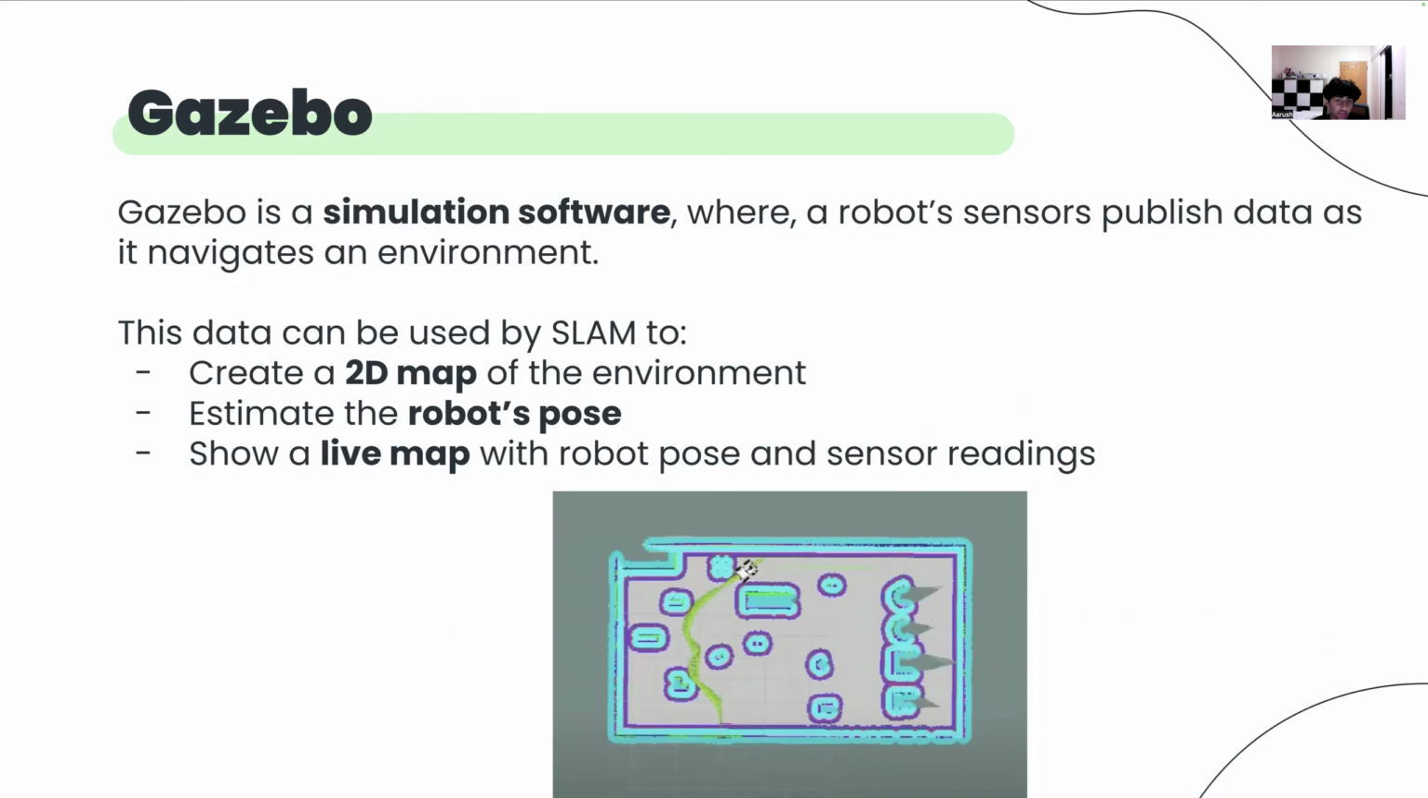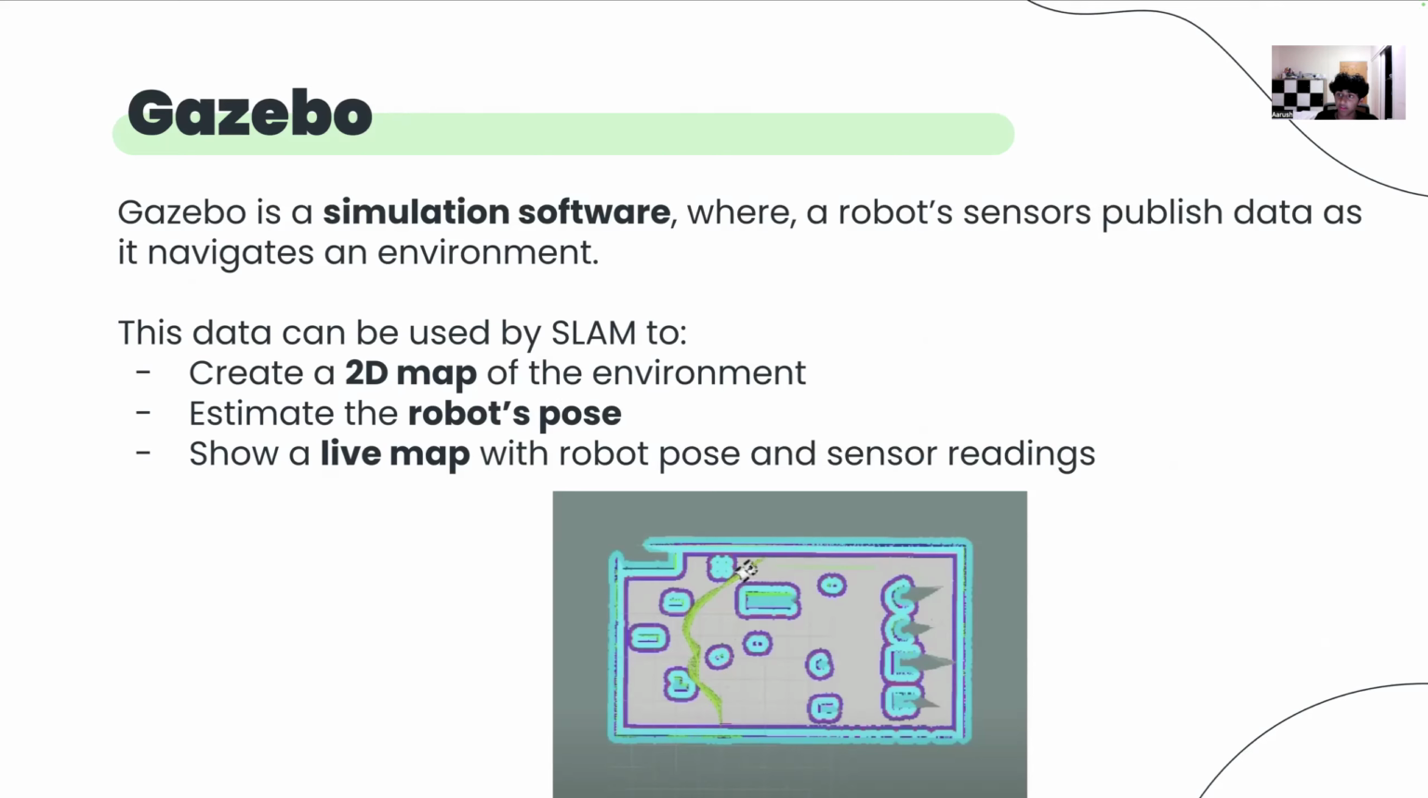Gazebo is a simulation software where robot sensors publish data as the robot navigates an environment. Basically, Gazebo is a realistic 3D simulator, and we can use it for robotics simulation, since it's very compatible with ROS. Gazebo also has something called a SLAM package, which makes it even easier to use SLAM, as you can see in this image.